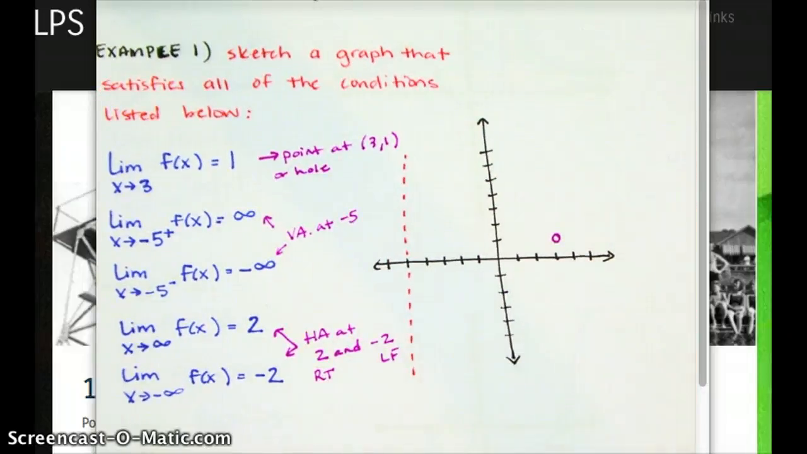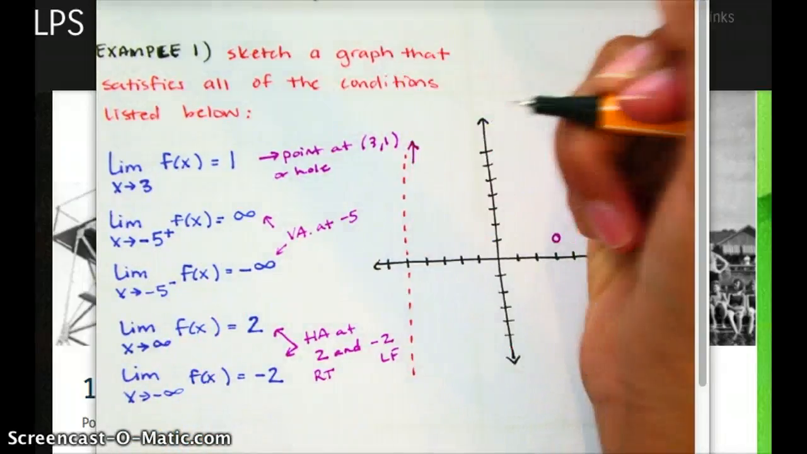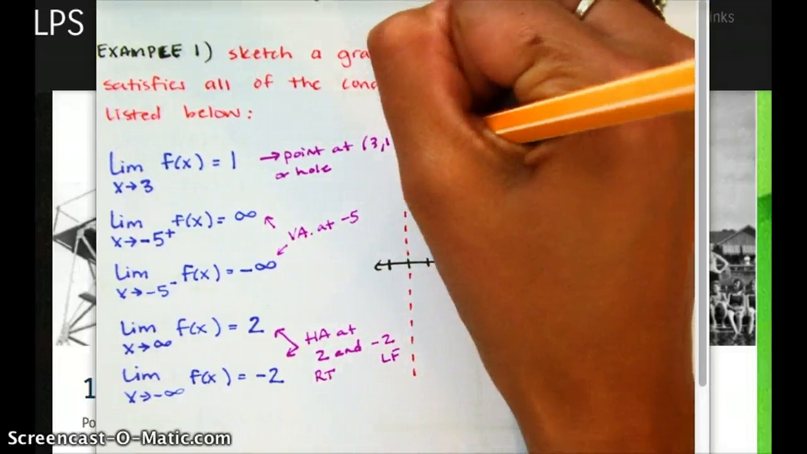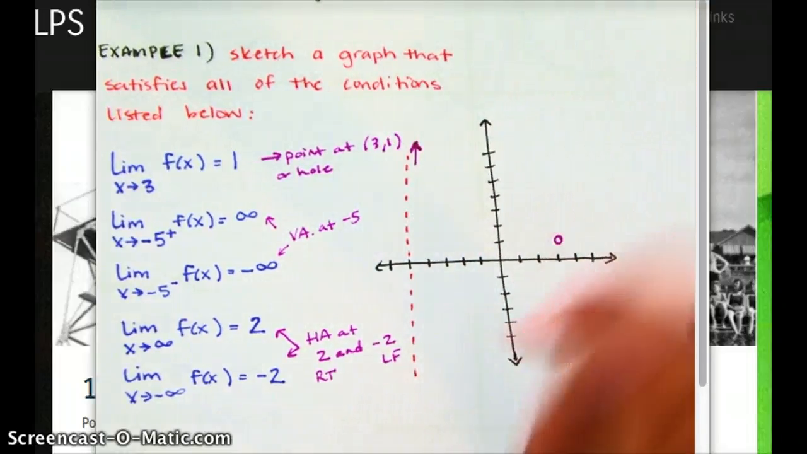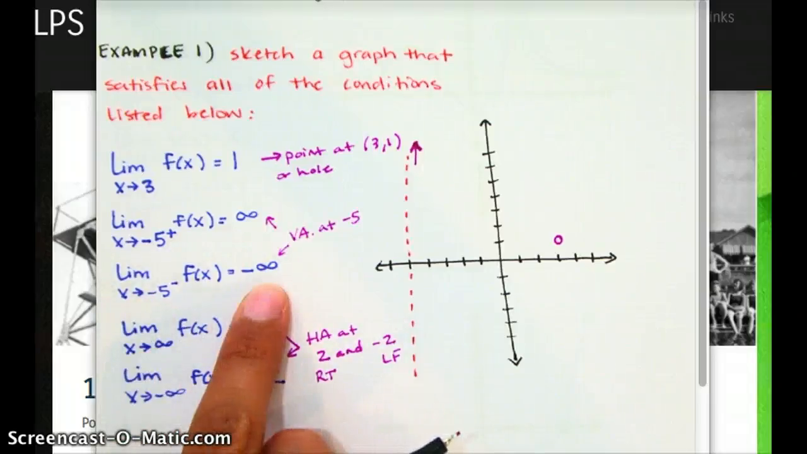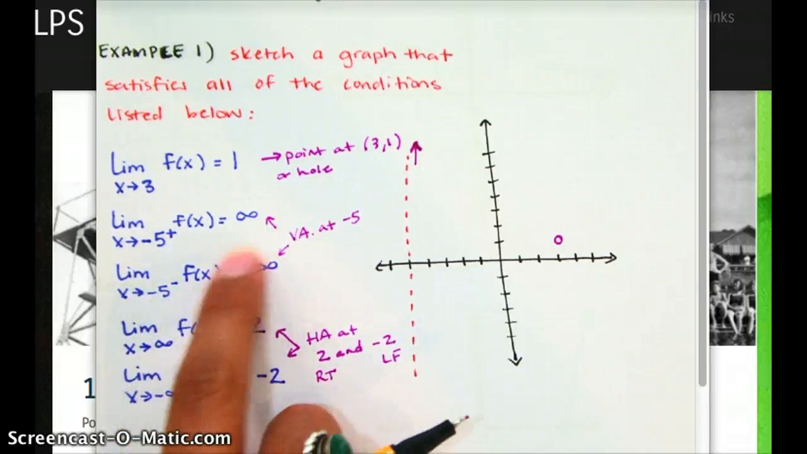Now we have to be even more specific. When we approach this dotted line from the right, the y values go to positive infinity. In other words, up here at the top, my graph is going to go to infinity. I don't know what's happening in the middle, but I'm just going to draw the end, because as long as my end looks like that, then I've satisfied the first condition. Similarly for the second one, this is coming from the left and going to negative infinity y values.